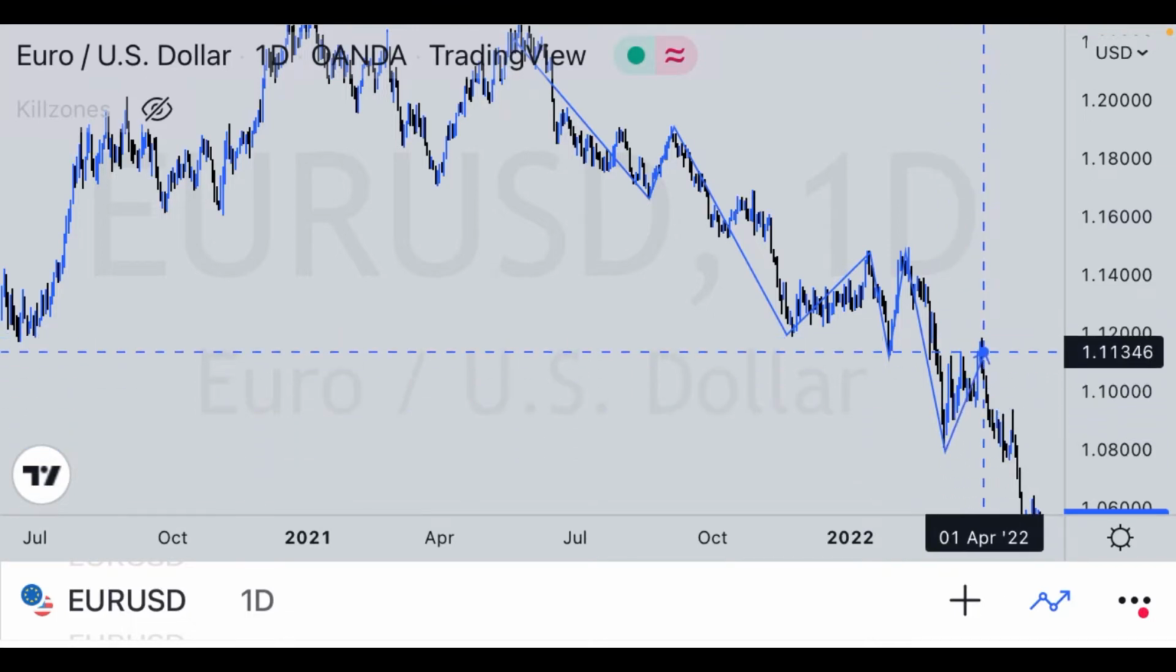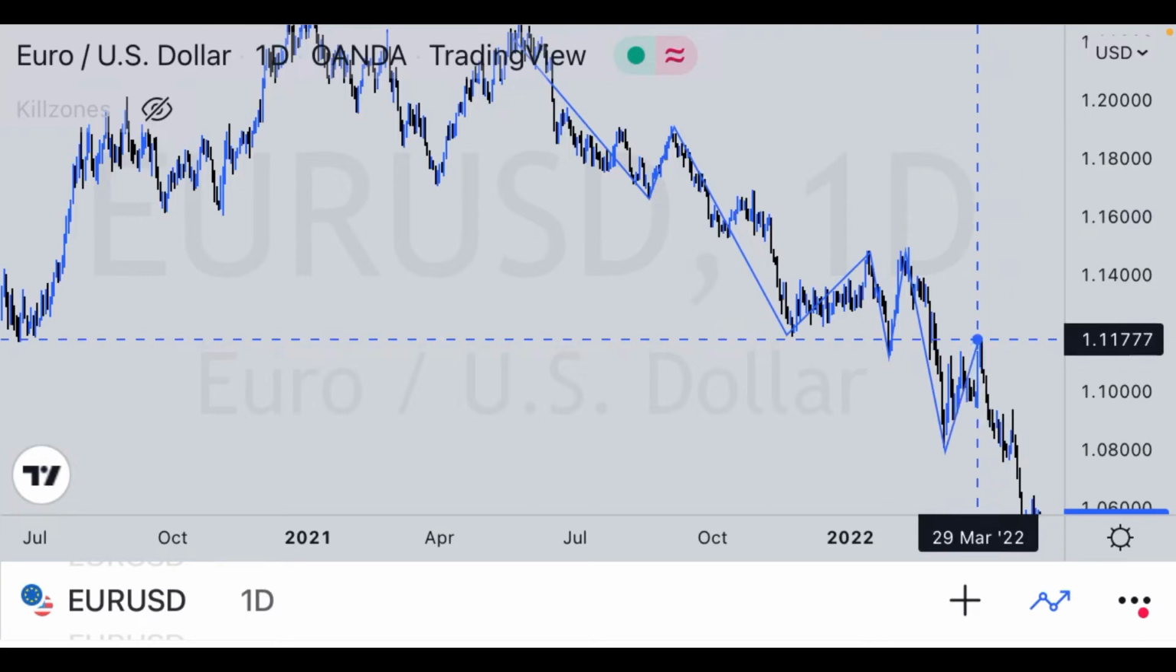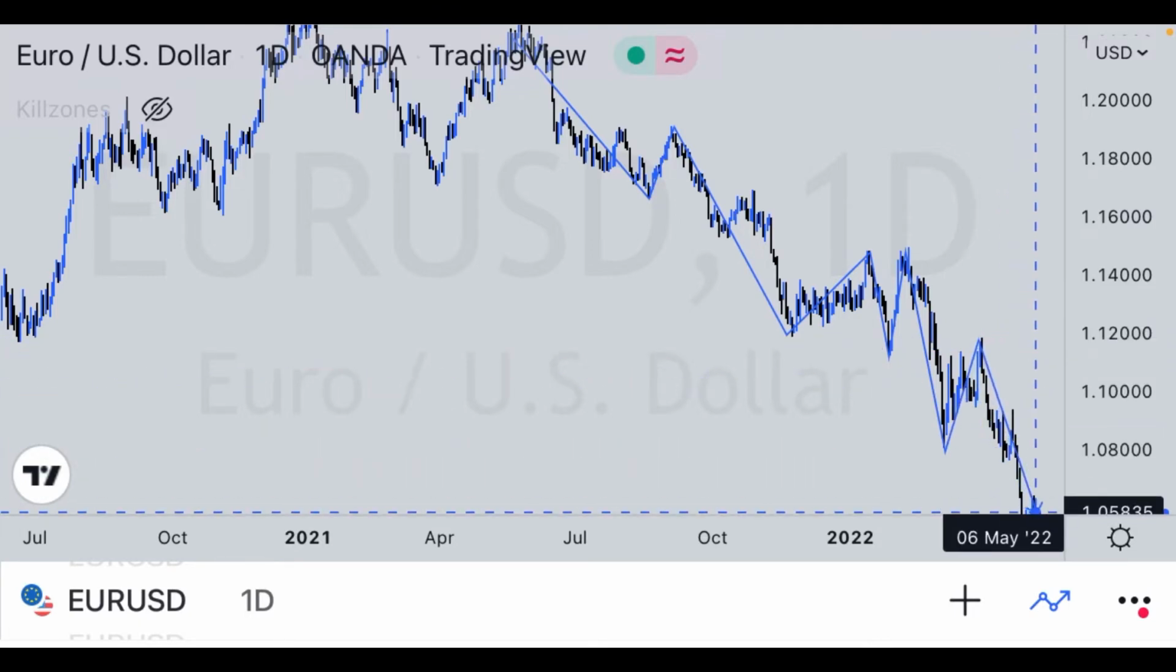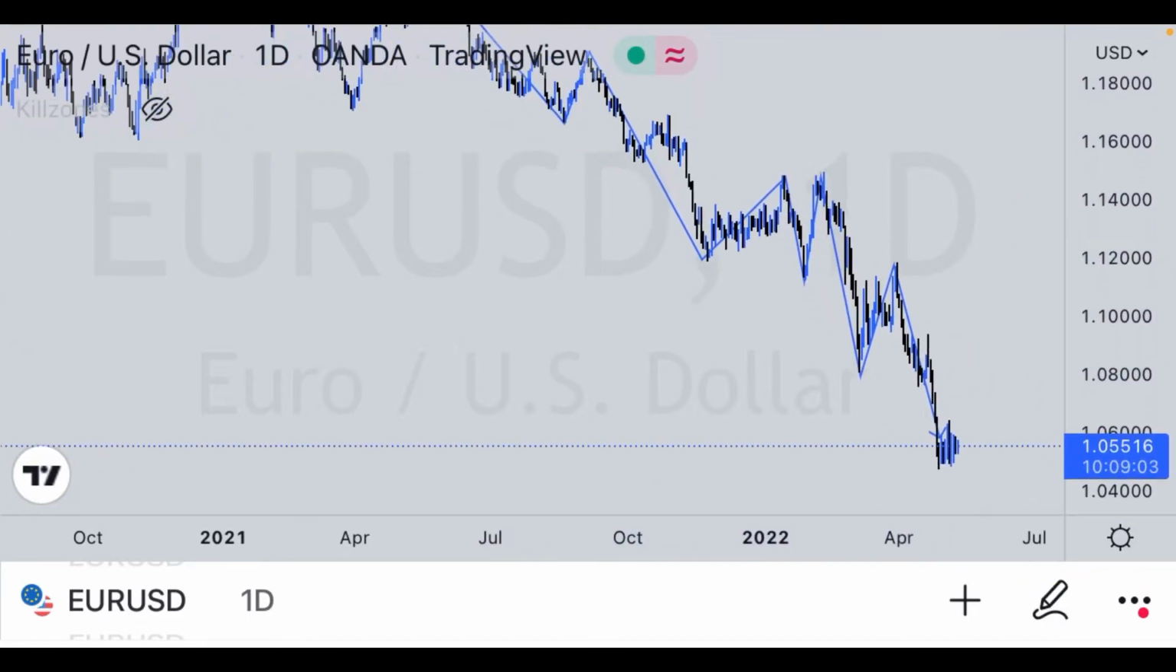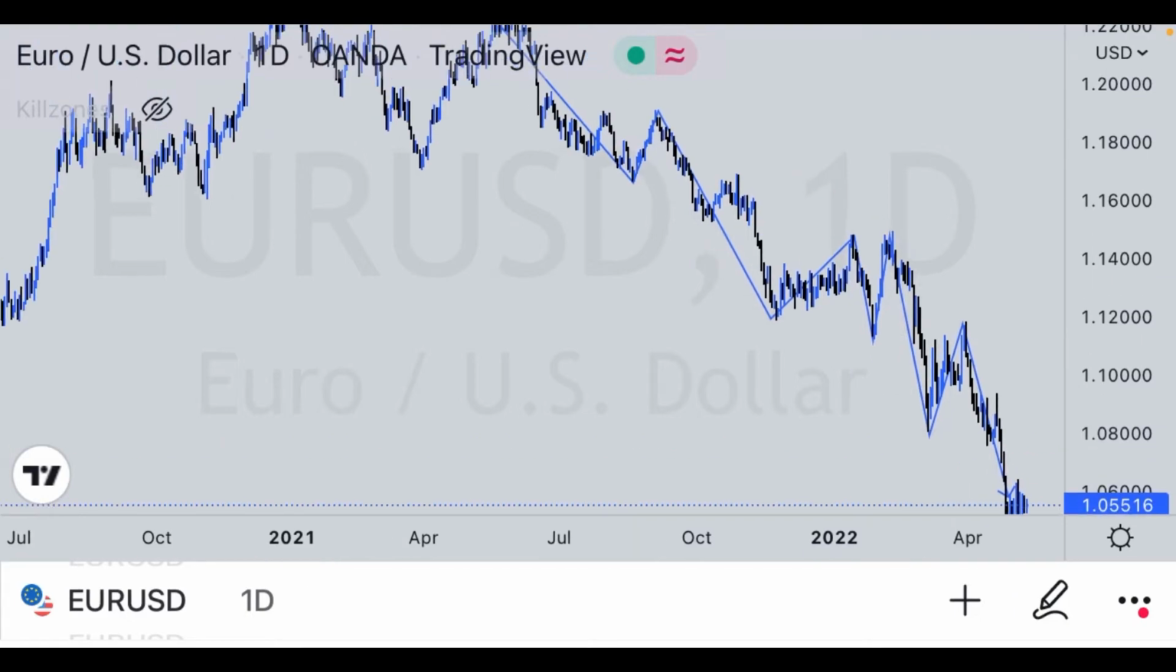And then this is the recent last low that the market has created, which is around this zone, which you guys can see. We are currently in a range on Euro USD.